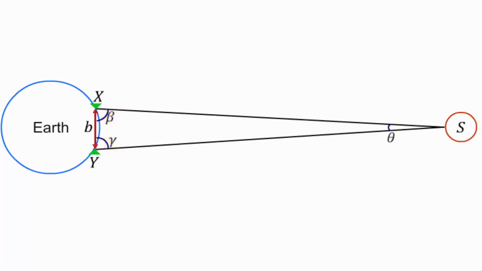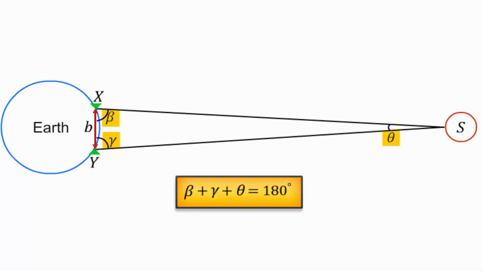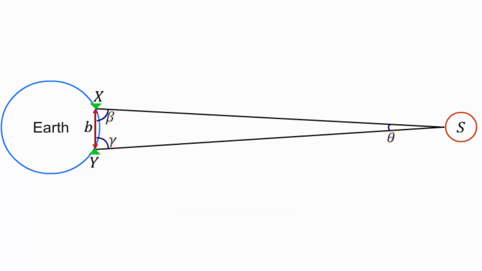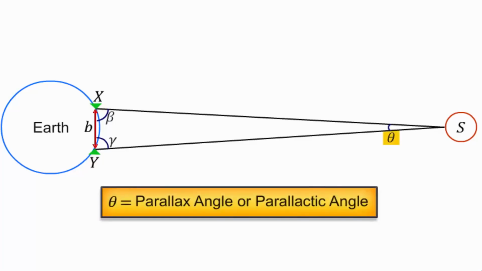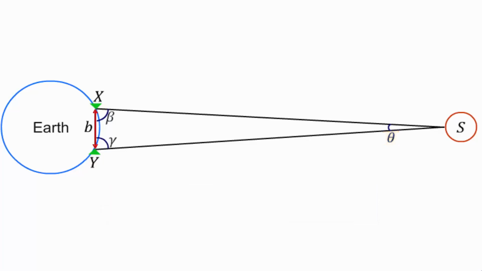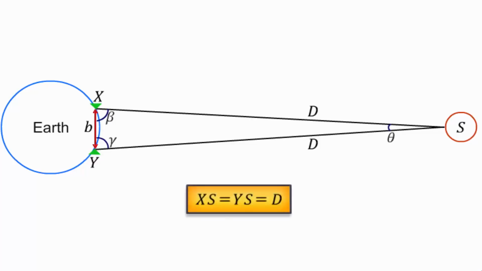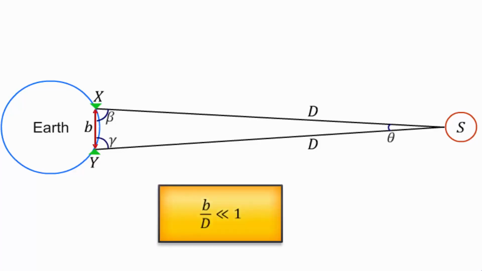As the sum of the angles in a triangle is equal to 180 degrees, and knowing the values of beta and gamma, we calculate the angle XSY between the two directions along which the planet is viewed from these two points. This angle, denoted by theta, is known as parallax angle or parallactic angle. As the planet is at very large distance from the Earth, say D, its distance from the two observation points on the Earth, namely XS and YS, can be approximated to be equal. As D is large, the ratio of B to D is less than 1. This implies that the parallax angle theta is very small.